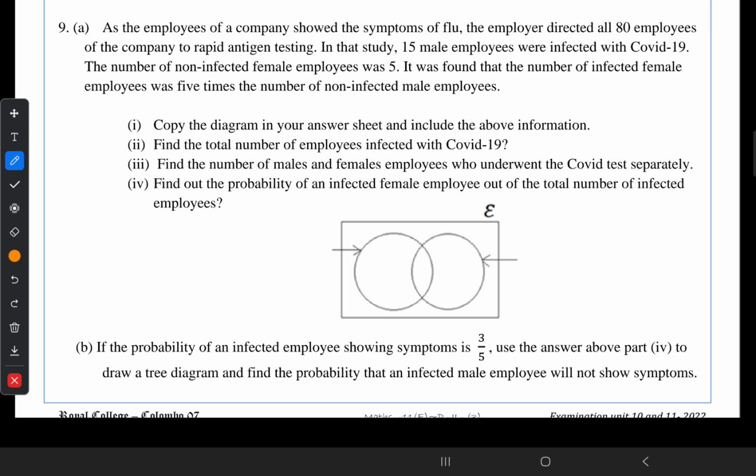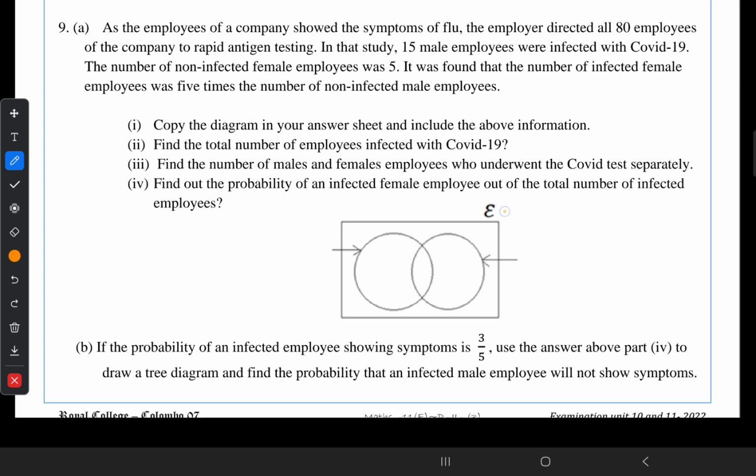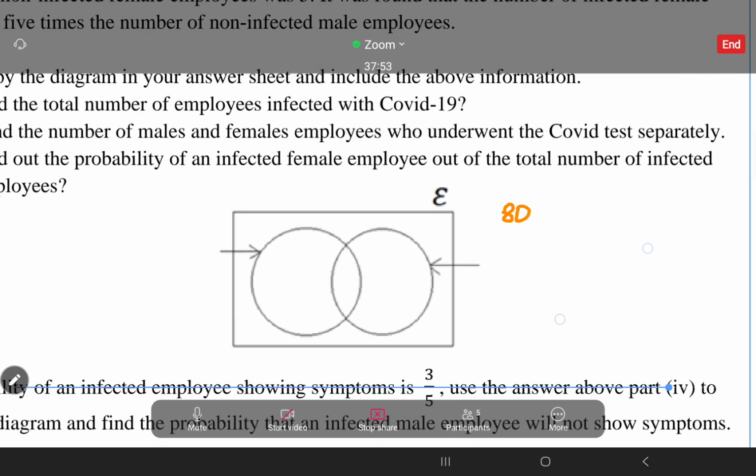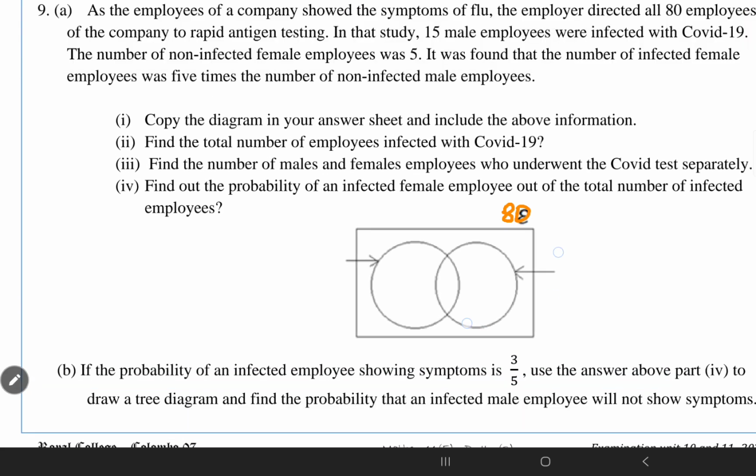The number of non-infected female employees was 5, and it was found that the number of infected female employees was 5 times the number of non-infected male employees. First of all, the total number of employees in that company is 80. I will note that first, then I will note the remaining details over here.